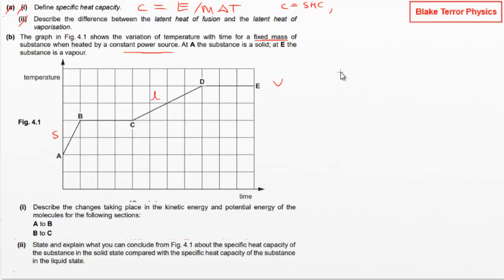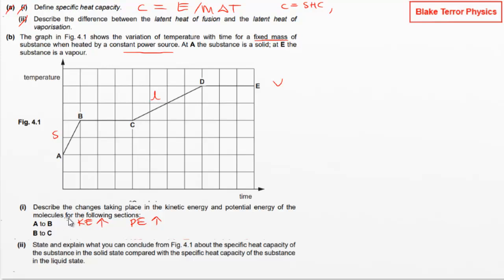Describe the changes taking place in the kinetic energy and potential energy of the molecules for the following sections. Right, so from A to B, we've got a temperature change. So we're getting that the kinetic energy must be going up, and the potential energy is always going to be increasing through here anyway. So we're getting kinetic energy up, potential energy up for A to B.